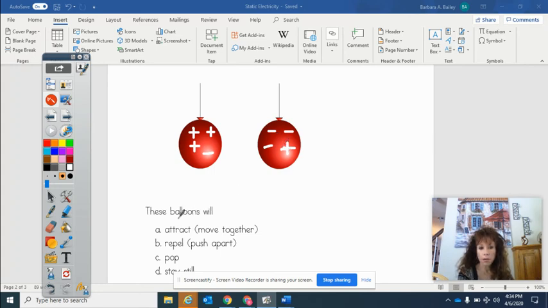And then it asks you, these balloons, will they A, attract or move together, B, repel or push apart, C, pop, or D, stay still? Right, so you're going to go ahead and circle what you think is going to happen between these two balloons.